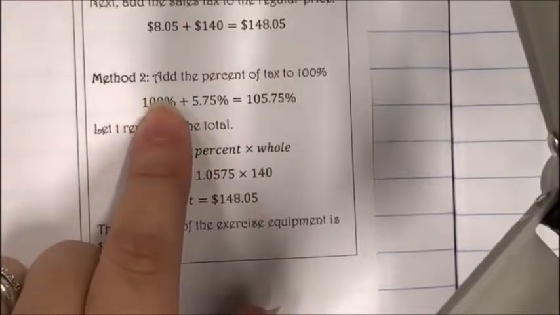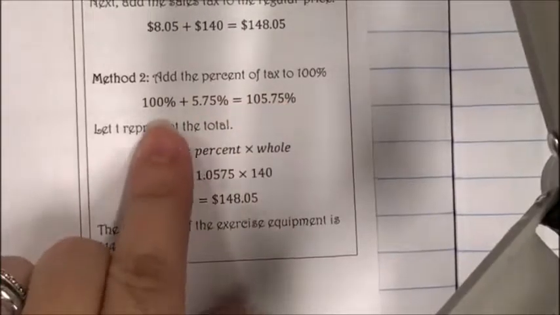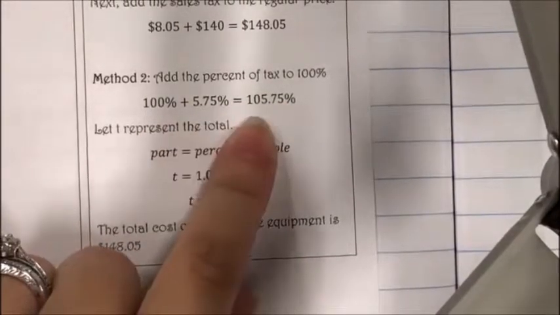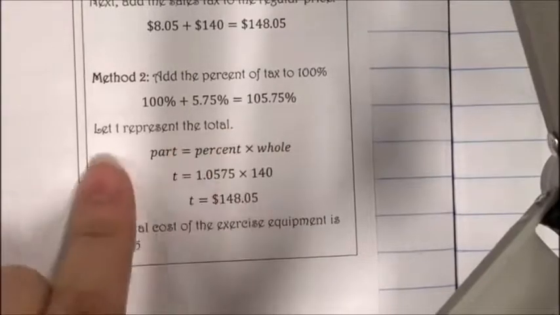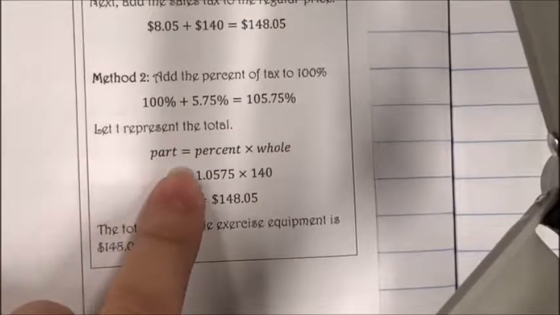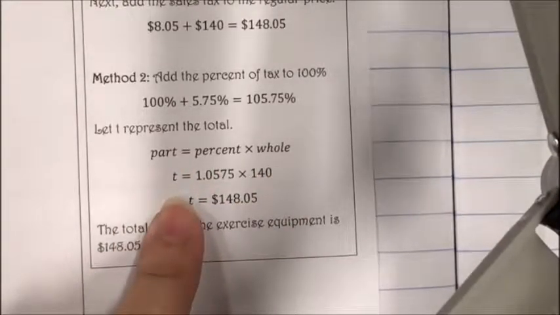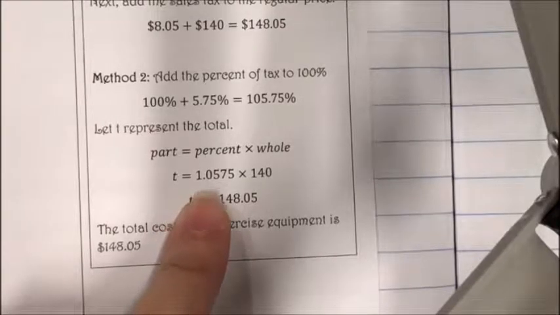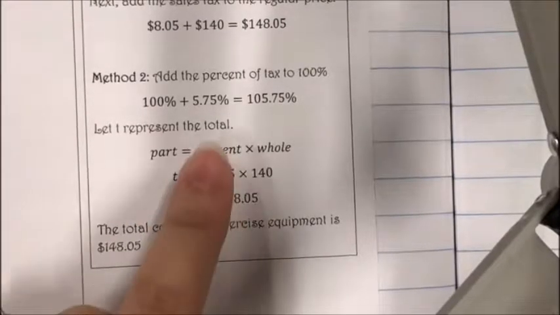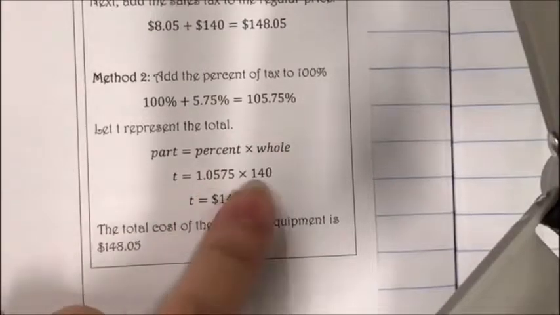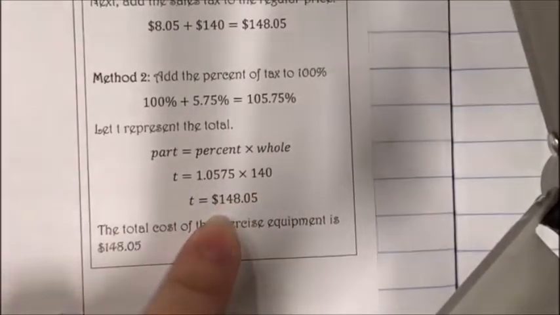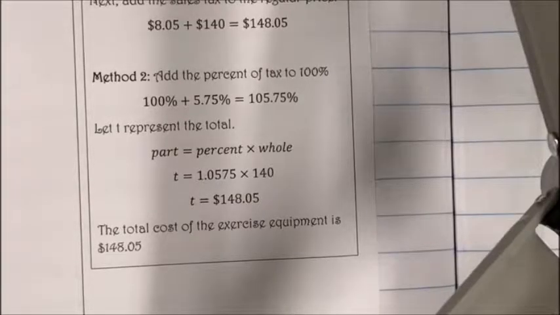I get $148.05. Method 2, I can add the percent of tax to 100. So 100 plus 5.75 equals 105.75. And then let T represent the total. Part equals percent times whole. So T equals 1.0575, I changed my percent to a decimal, times 140. I get $148.05. So the total cost of the exercise equipment, any way that you do it, is going to be $148.05.